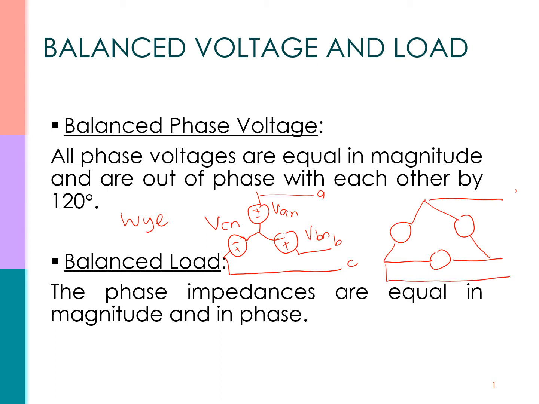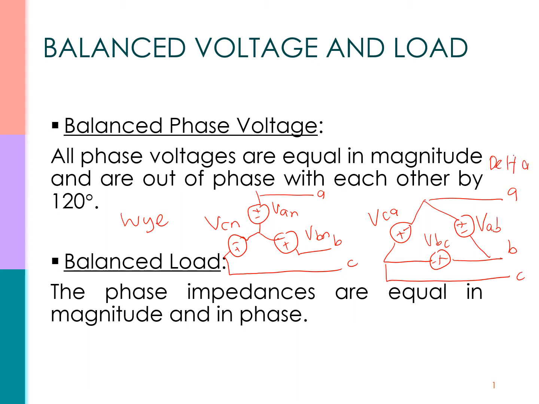And also we have the delta connected source. This is line A, line B, and line C. So this voltage we call VAB, this one is VBC, and this one is VCA. This is what we call a delta connected source.